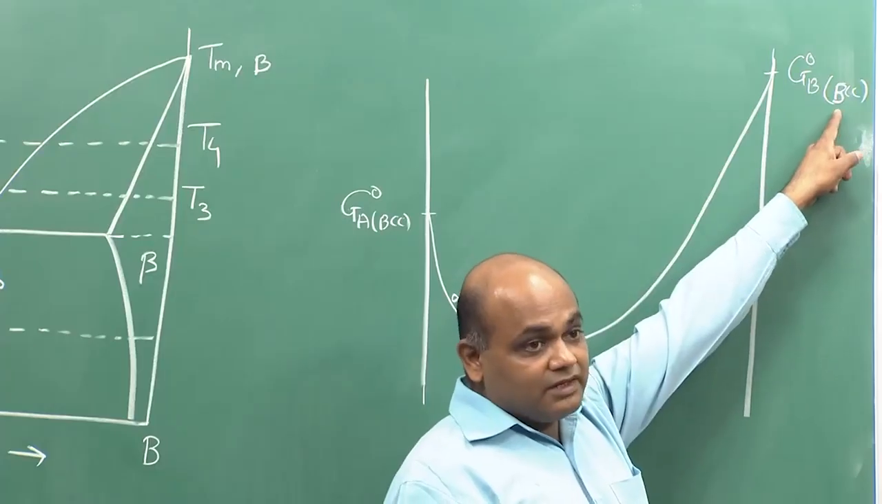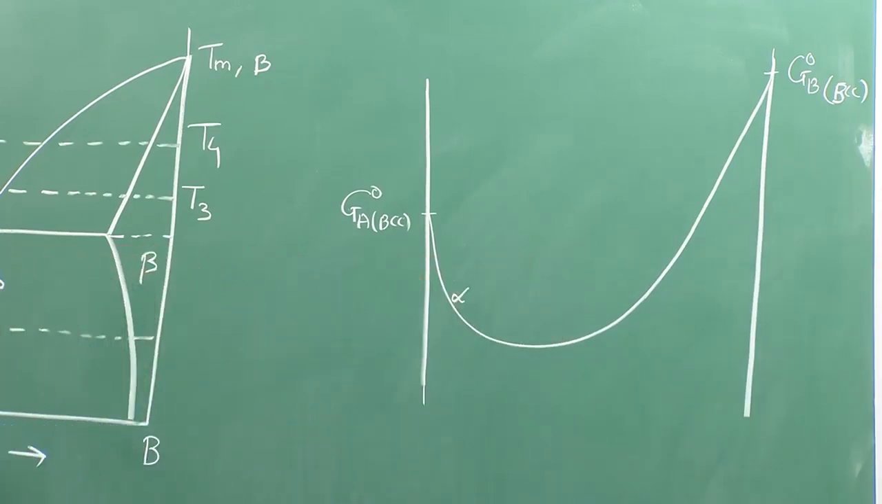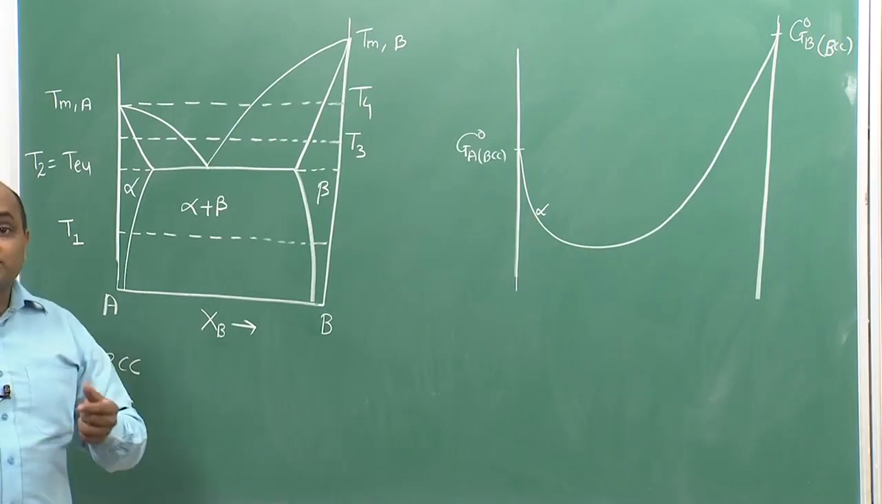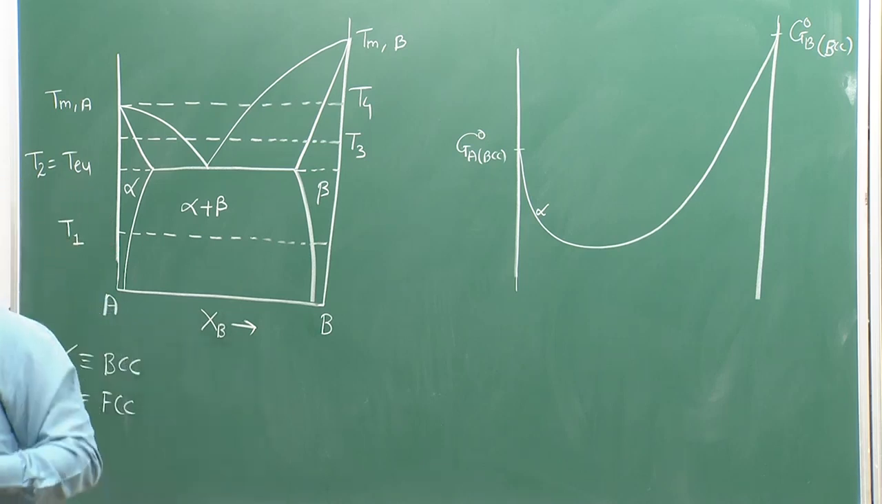So, practically it may not be possible to determine the Gibbs energy change associated with this transformation FCC B to BCC B, but we need to know that. So, that may be done by the first principle calculations.